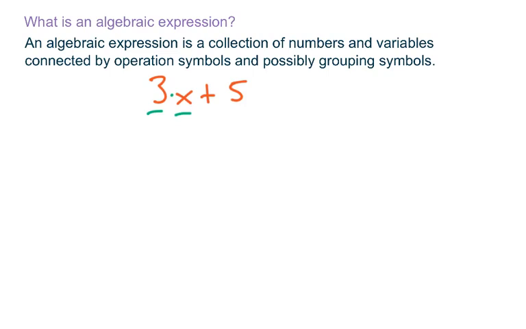What do we have here? We have a couple of numbers. We have a variable, and they're connected by operation symbols, one multiplication and one addition. That's a simple example of an algebraic expression.